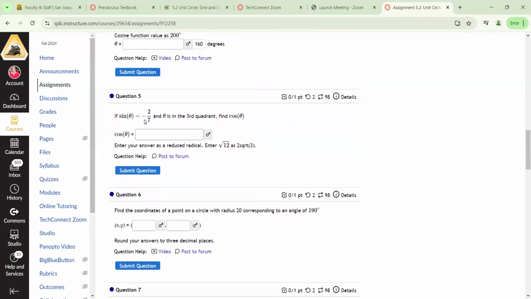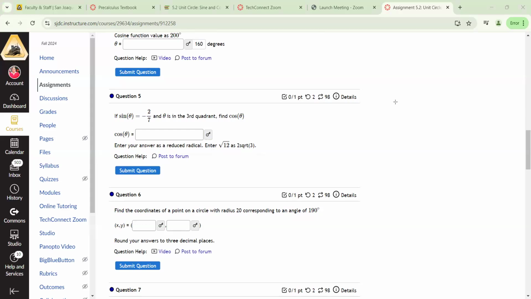So this is saying sine theta is negative 2/7 and theta is in the third quadrant. Find the cosine theta. Enter your answer as a reduced radical. Enter square root 12 as 2 square root 3. Okay. So firstly, we draw the diagram.